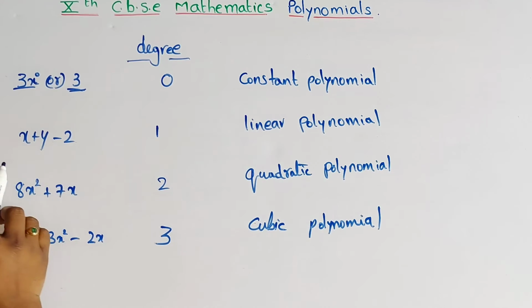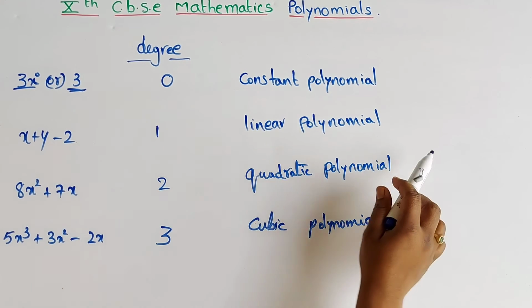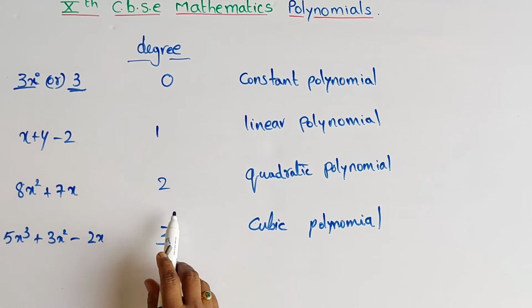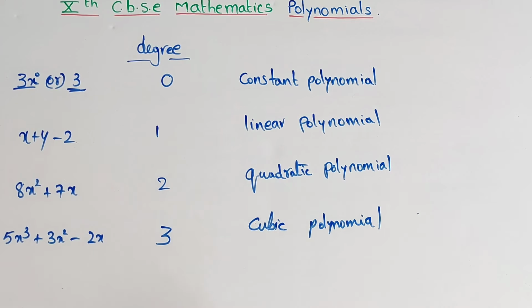constant polynomial, you know, and x plus y minus 2, the degree of the polynomial is 1. So this is called linear polynomial. 8x square plus 7x. So the degree is 2 here. This is called quadratic polynomial. 5x cube plus 3x square minus 2x. Here the degree of the polynomial is 3. This is called cubic polynomial. Right, children? Now we'll see based on terms.